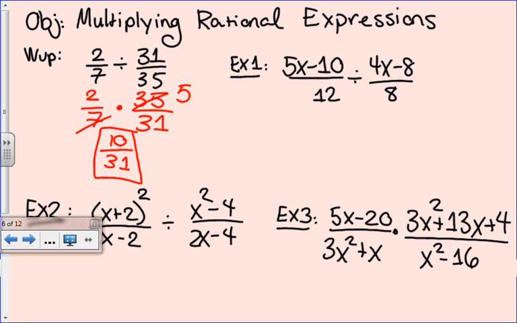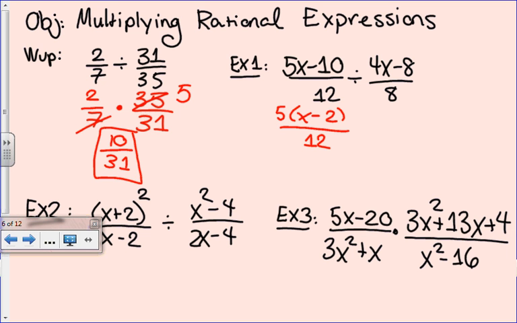So here's what I want to do. I want to do two things in one. This is a divided by, so I'm going to copy the first, dot, and flop the second. And while I'm doing this, I'm also going to see what I can factor. Can the first fraction factor at all? Yes, what is it? 5. 5 is a GCF. Okay, so I'm going to write 5, then x minus 2, all over 12.